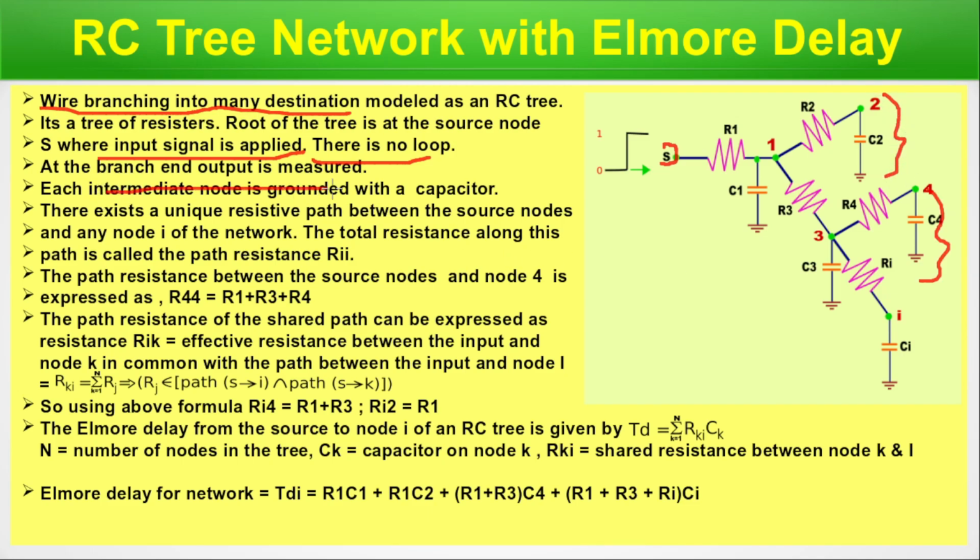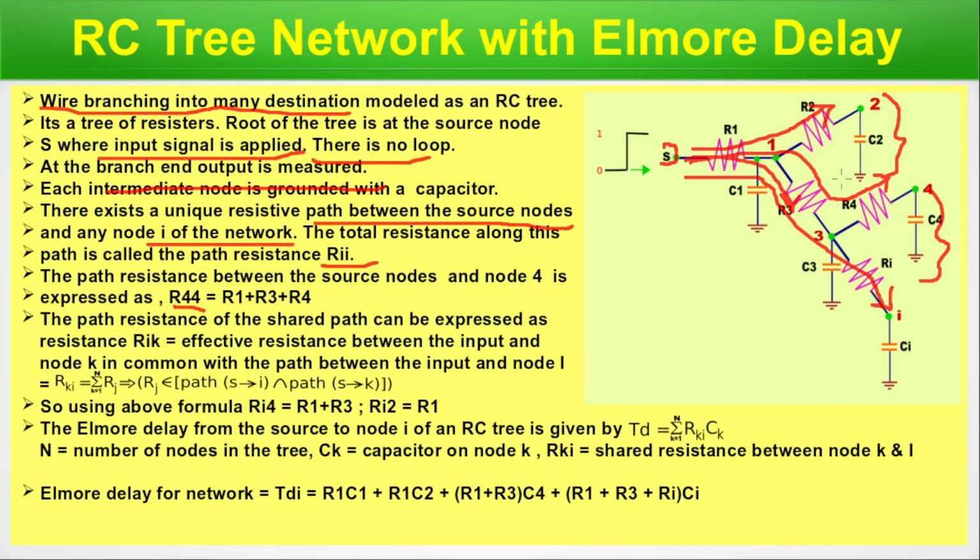As we can see, there exists a unique resistive path between the source node and any node i of the network. Like S and 2, the path is this. S and 3, the path is this. S and 4, R1, R3, R4. And to i, R1, R3, Ri. The total resistance along this path is called the path resistance, Rii. The path resistance between the source node and node 4 is expressed as R4.